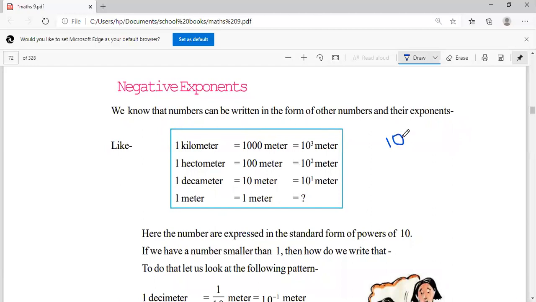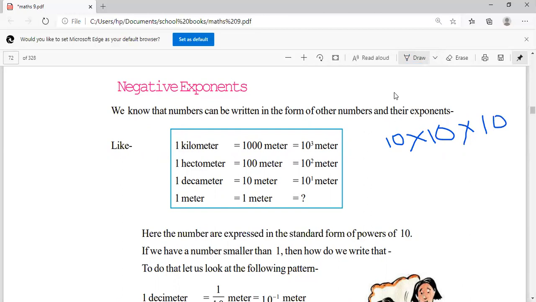10 into 10 into 10. You can write 1000 like this.